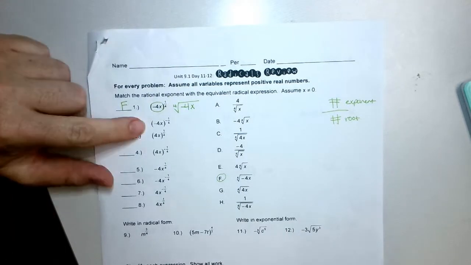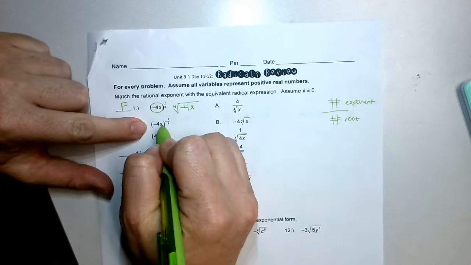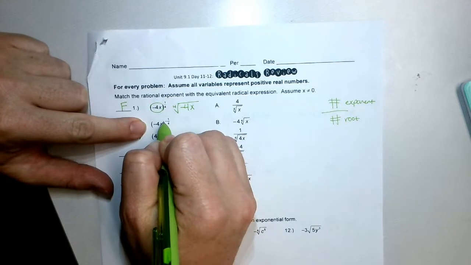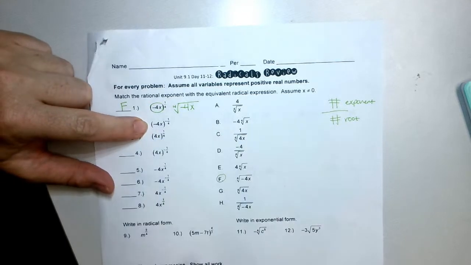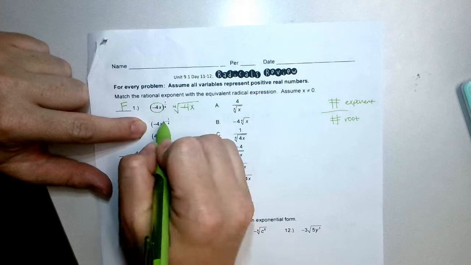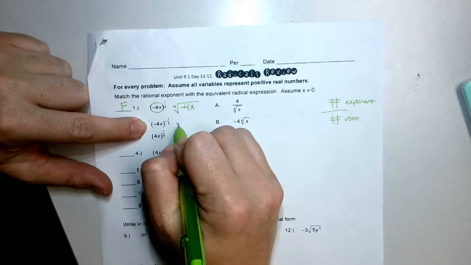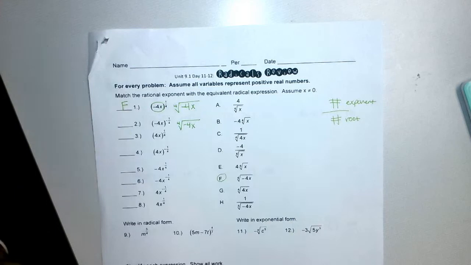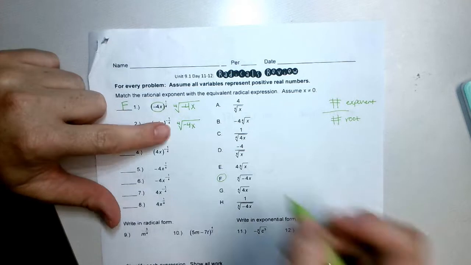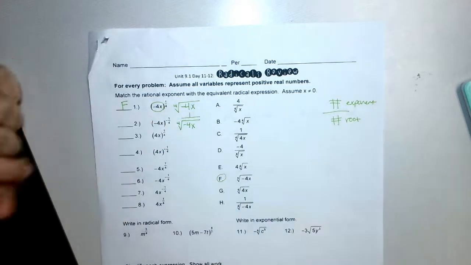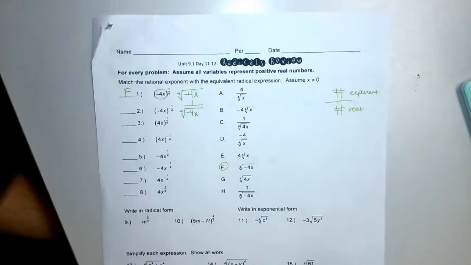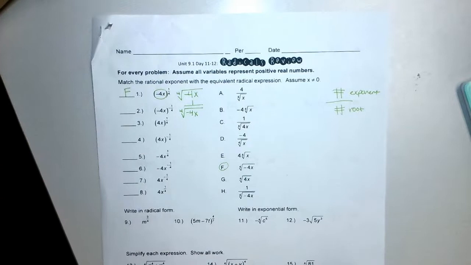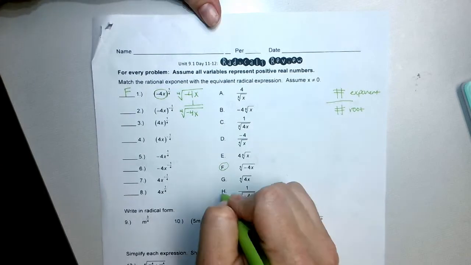Now here it's almost exactly the same, except you have a negative. So we're still going to have a 4th root with a negative 4x, but because it's negative, what does that make my answer? A fraction. So we're looking for this on the bottom of a fraction. Okay, so we have H.